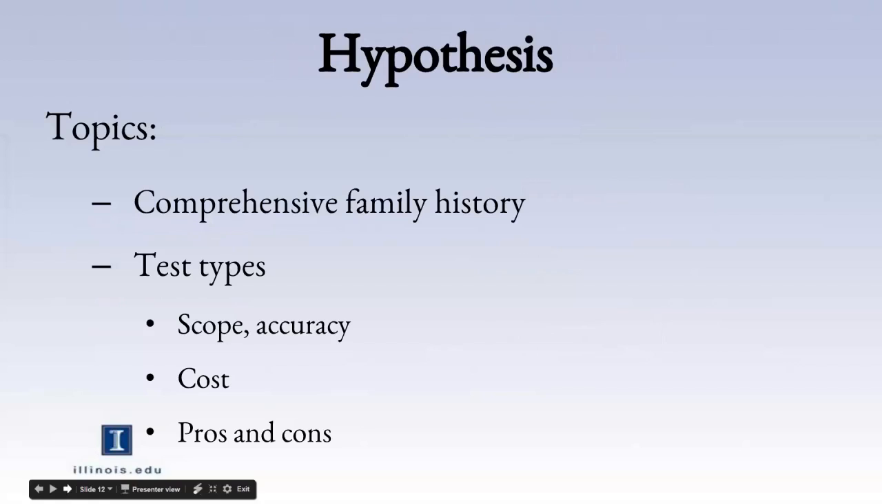Next slide. So my hypothesis is that people are going to want to know more about how to take a comprehensive family history that will tell them more information about whether they suspect something may or may not be genetic. I think that people will also want to know more about the different test types that are available to order. And they'll need to know things among the genetic test types. What is the scope? How good is the accuracy of the test? As well as the cost for their clients that they're ordering the test for, and some of the pros and cons, like turnaround time, for example.